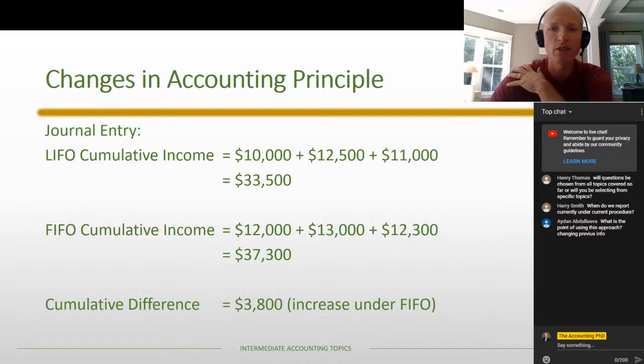This cumulative difference is $3,800. In other words, there is an increase to our cumulative income under FIFO compared to what we had originally reported under LIFO. Again, calculate that cumulative difference in income. That's a very important first step. Then you can start to understand what you have to handle from there. The cumulative difference in income.